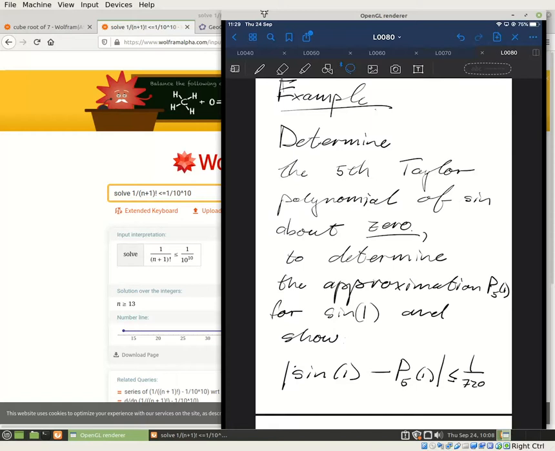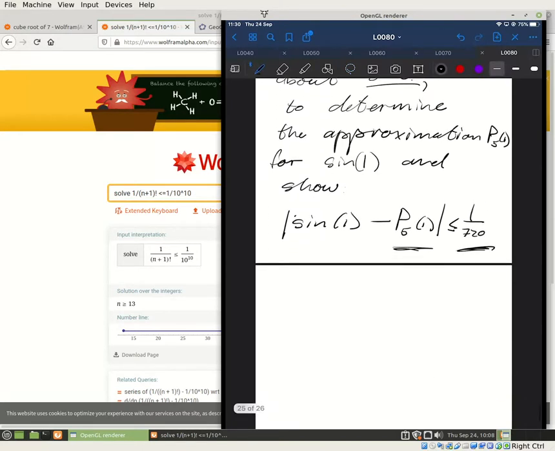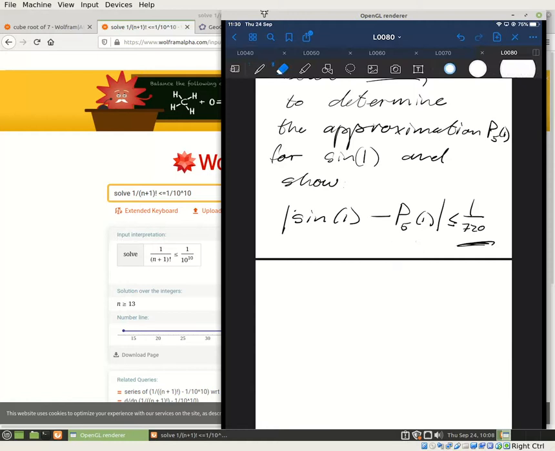Let's take a look at this example. Determine the fifth Taylor polynomial of sine about 0 to determine the approximation P5(1) for the sine of 1, and show that this approximation P5(1) is within 1 over 720 of the actual value of sine of 1.